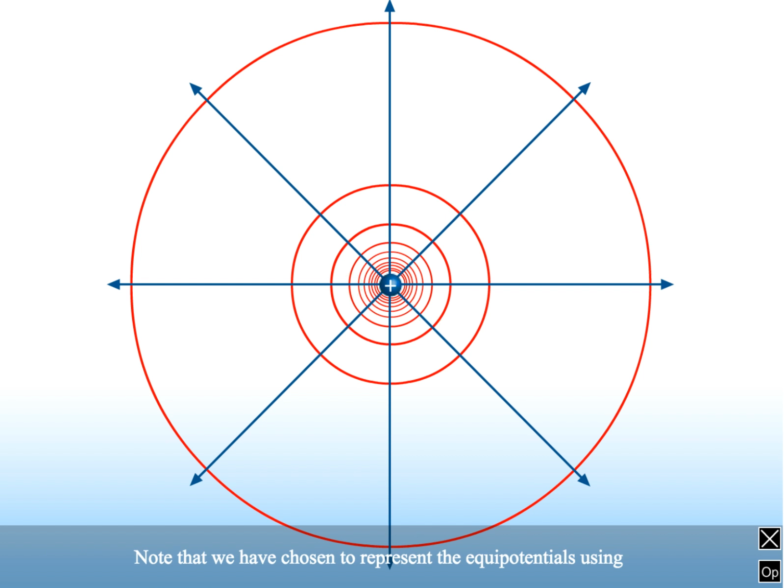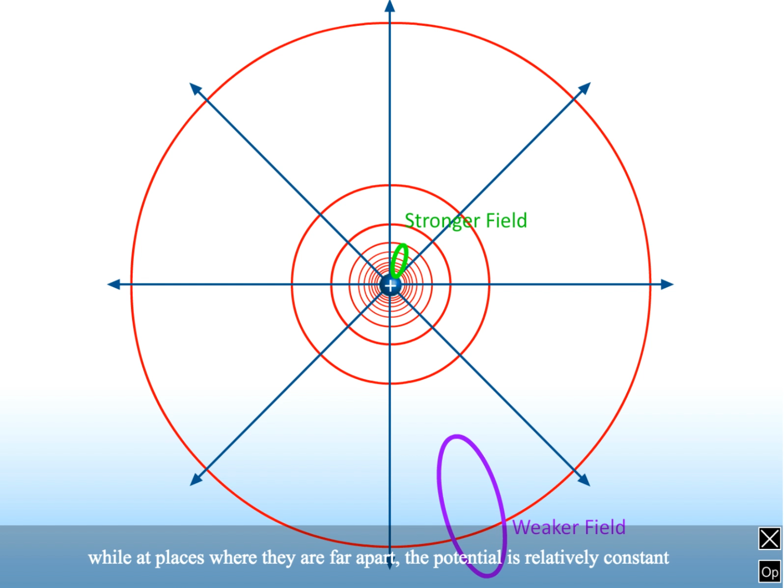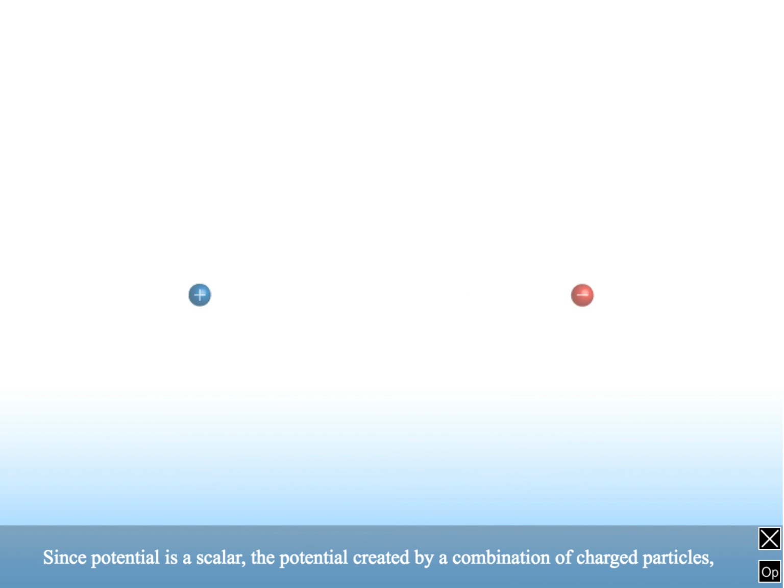Note that we have chosen to represent the equipotentials using constant spacing in potential, just as a topographic map displays contours of constant elevation using constant spacing in height. Therefore, at places where the equipotentials are close together, the potential is changing rapidly, i.e., a strong electric field, while at places where they are far apart, the potential is relatively constant, i.e., a weak electric field.